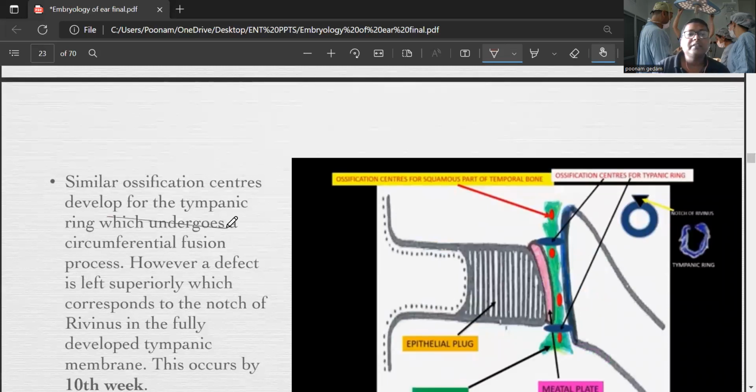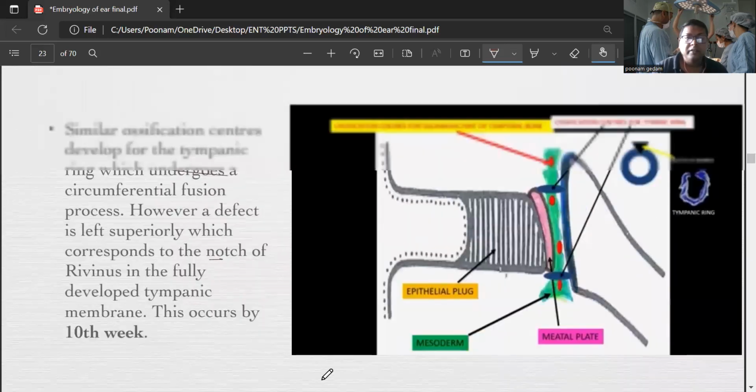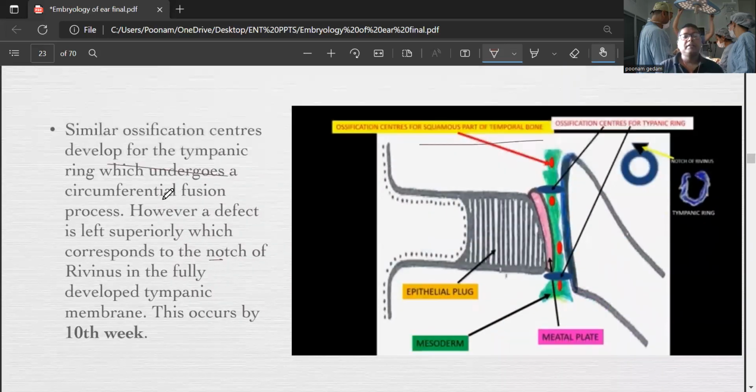Similar ossification centers develop for the tympanic ring, which undergoes a circumferential fusion process. However, a defect is left superiorly, which is important. Remember this: the defect is left superiorly, which corresponds to the notch of Rivinus in the tympanic ring. This occurs by the 10th week.